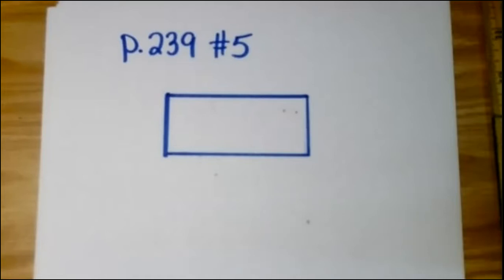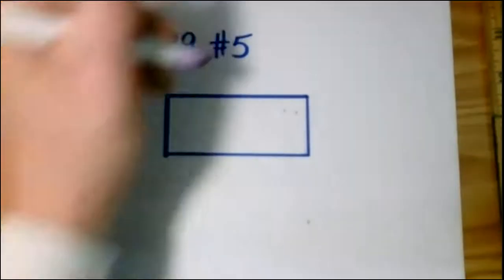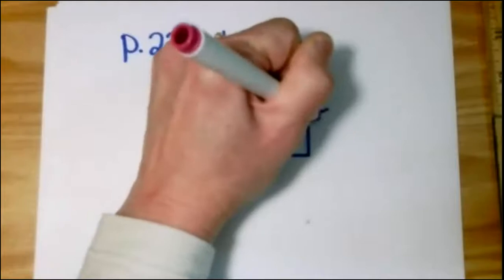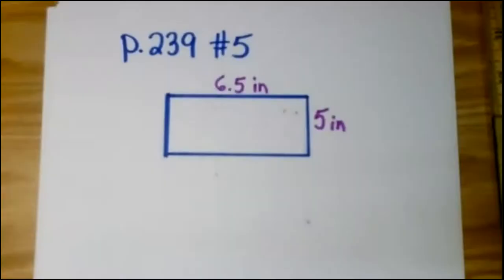Okay, this is number 5 on page 239. And the question is saying, find the length and width of an actual room shown in the scale drawing, then find the area of the actual room, round your answer to the nearest tenth. Well, they give us the scale drawing dimensions of 6.5, and I believe that's inches, and this is 5 inches. And they tell us our scale drawing is 3 inches to 8 feet.